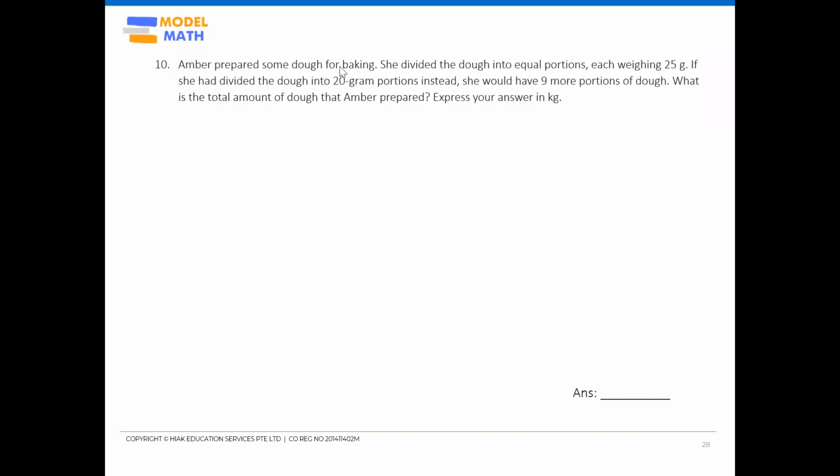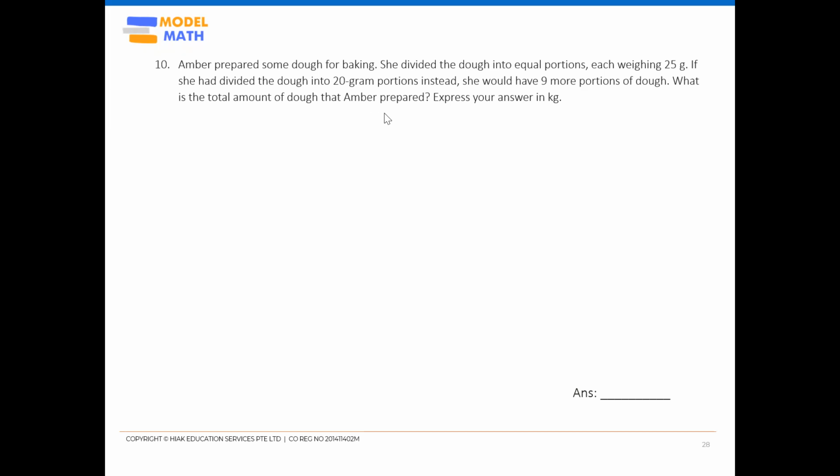Amber prepared some dough for baking. She divided the dough into equal portions, each weighing 25 grams. And if she had divided the dough into 20-gram portions instead, she would have 9 more portions of dough. What is the total amount of dough that she has prepared?